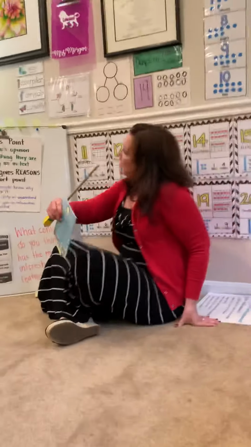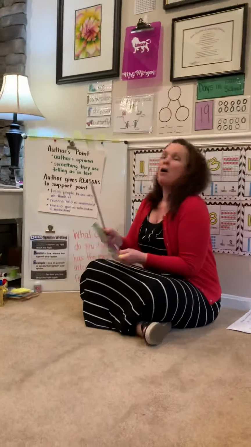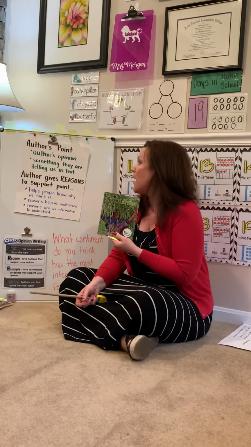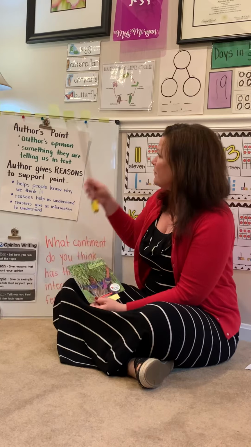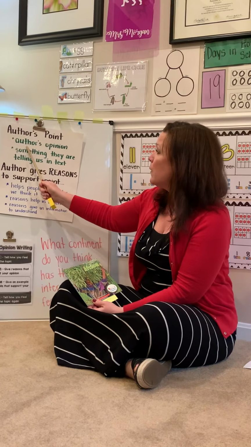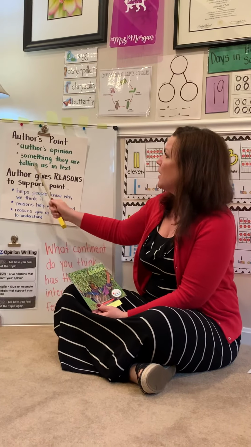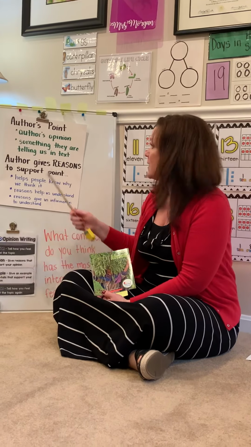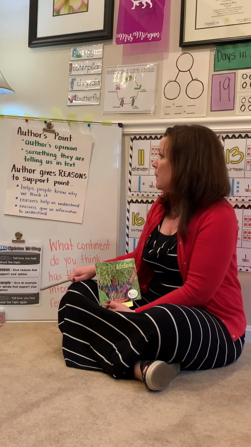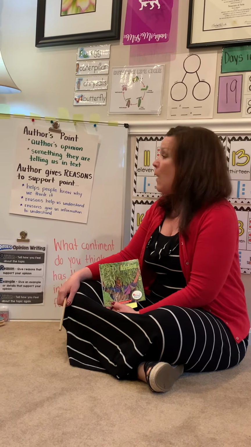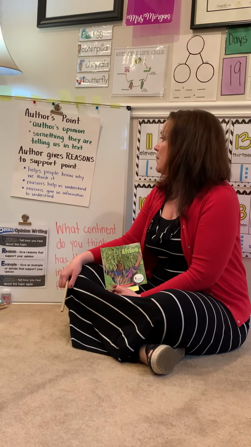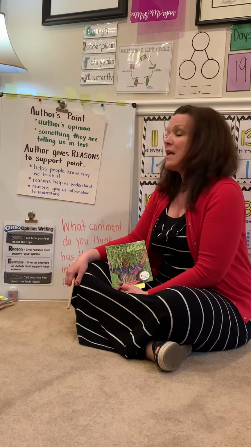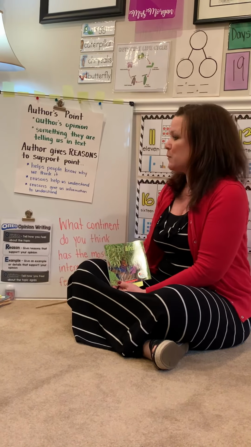So we said that we're going to explore the book Africa to talk about the author's point. Who's the author of this text? Rebecca Hirsch, just like the other texts that we've read by her. And what does that mean? What is her point? Her point is an author's opinion or something they're telling us in a text. And a good author, like Rebecca Hirsch does, gives us reasons to support the point. It helps people know why the author thinks that way. It gives us reasons to help us understand their point, and the reasons give us information to understand the author's point.